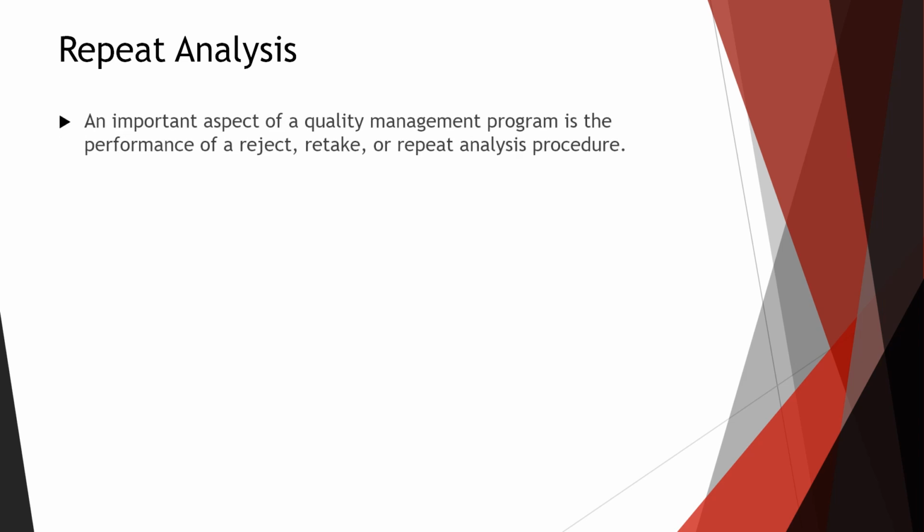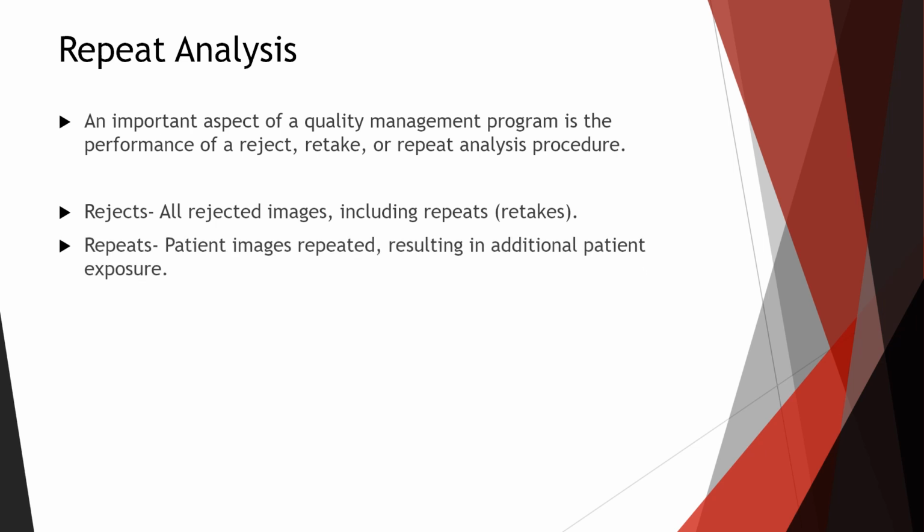An important aspect of a quality management program is the performance of a reject, retake, or repeat analysis procedure. A reject is all rejected images, including repeats. So a reject is like the top category. Everything that has to be redone is a reject. A repeat is patient images repeated, resulting in additional patient exposure.